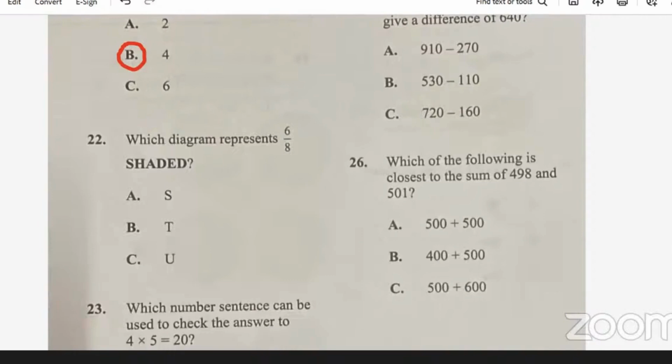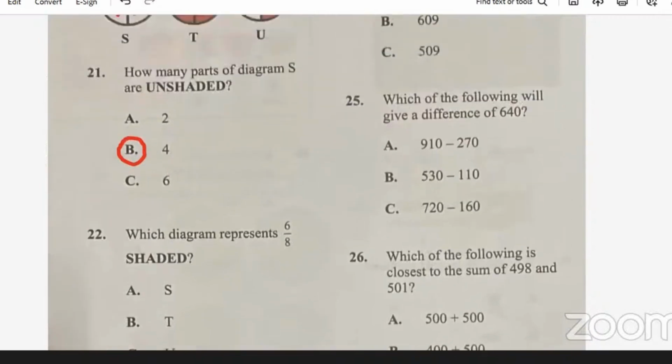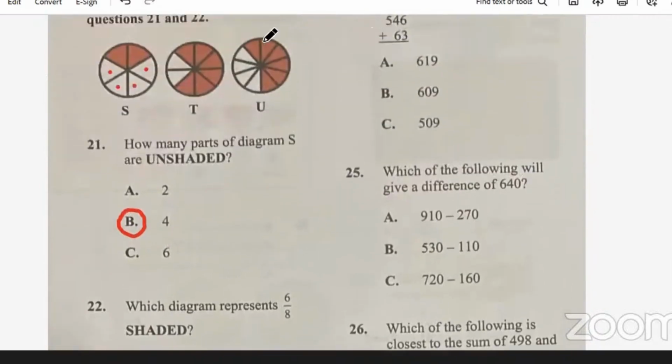Let's get to question 22. Which diagram represents 6/8 shaded? 6 over 8 parts, 6 out of 8 parts shaded. All right, so let's look at the diagrams again. Which one had 6 parts out of 8? So this has 1, 2, 3, 4, 5, 6. And there are 8 parts total.